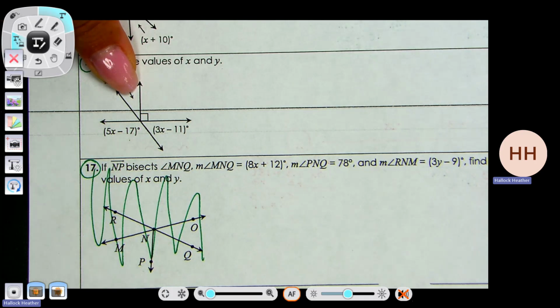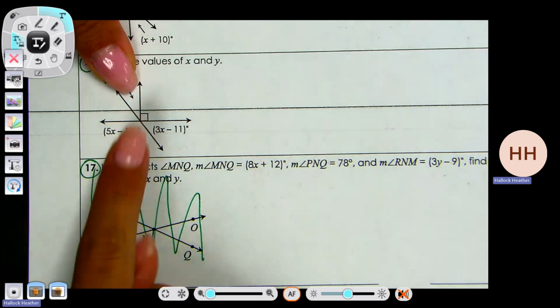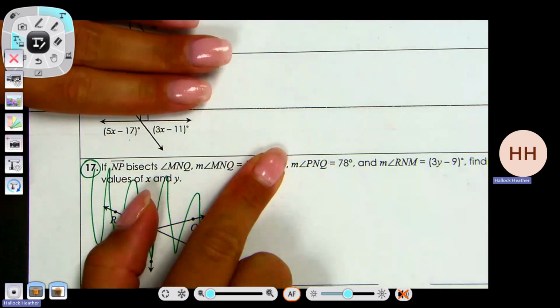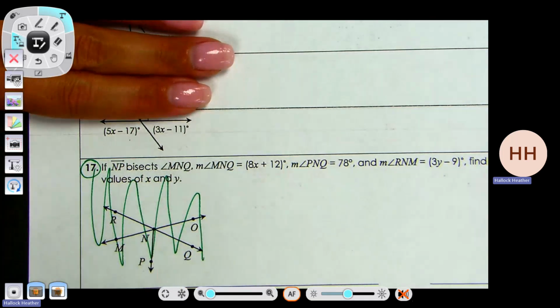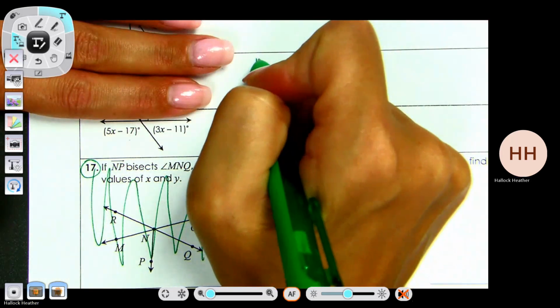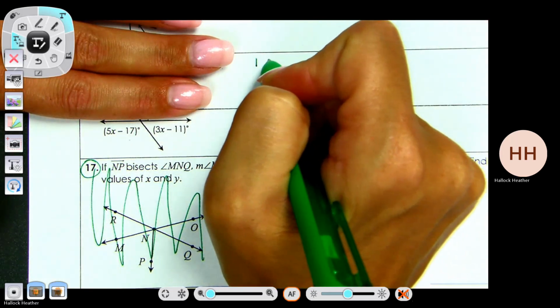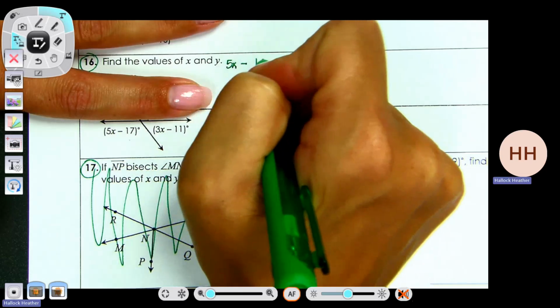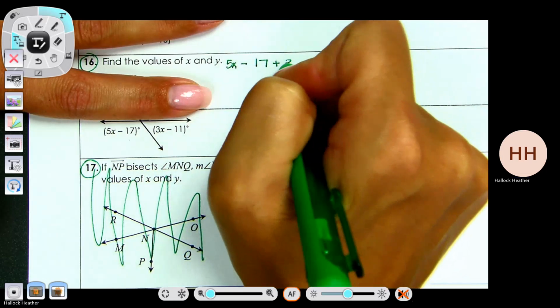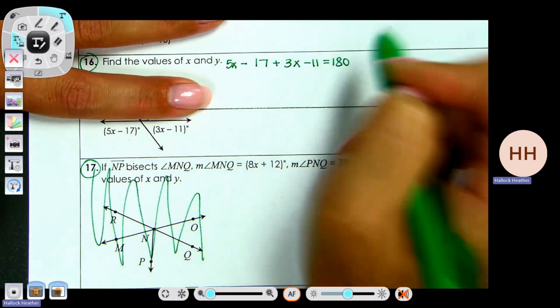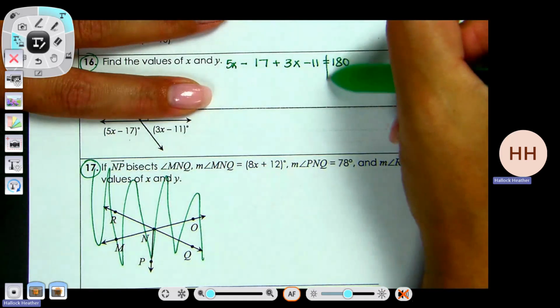Combine them to make what? 180. Because they're next to each other, they form a linear pair. They make a straight line together. So I'm going to add them because they're supplementary. We're going to add them to make 180. So 5x minus 17 equals 180. Because they are a linear pair, I can add them to make 180.